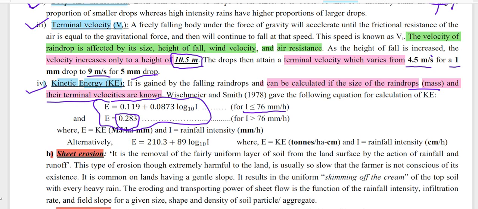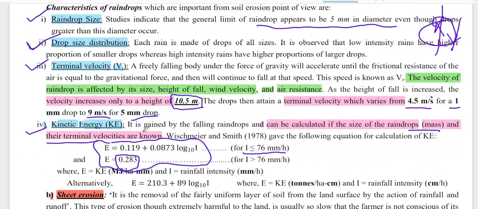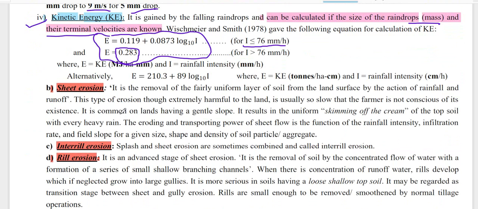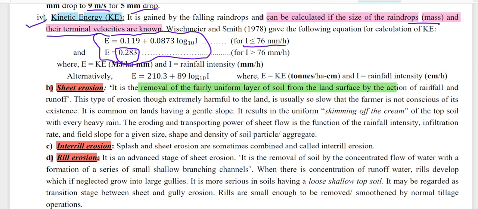Now the second is the sheet erosion. After raindrop or splash erosion, it will come the sheet erosion, and the sheet erosion is the removal of a fairly uniform layer of the soil from the land surface by the action of rainfall and runoff. It is simply telling that it is the removal of that fairly uniform layer from the land surface due to the action of rainfall and runoff. This is the important thing.